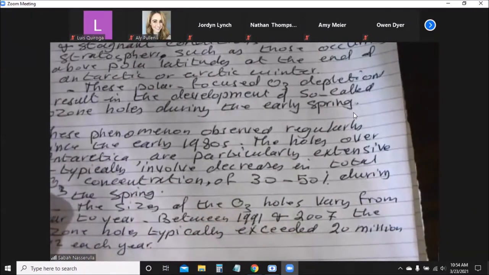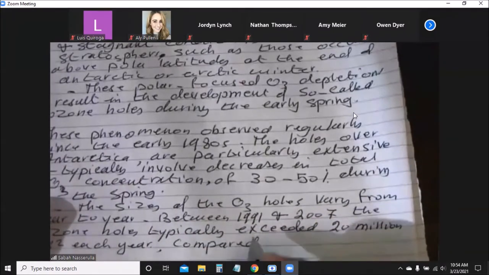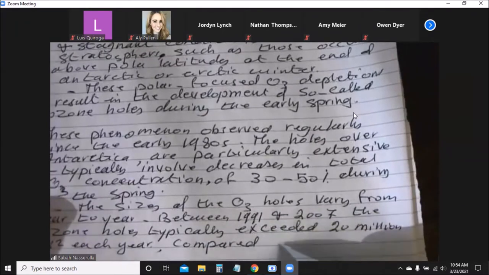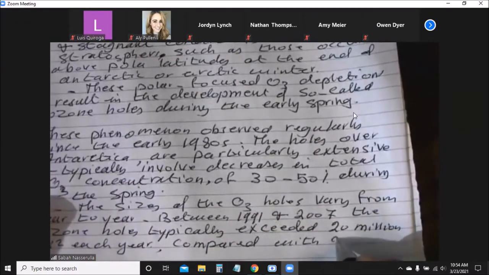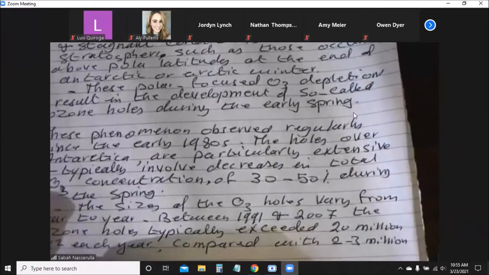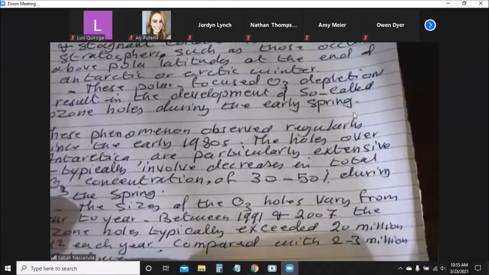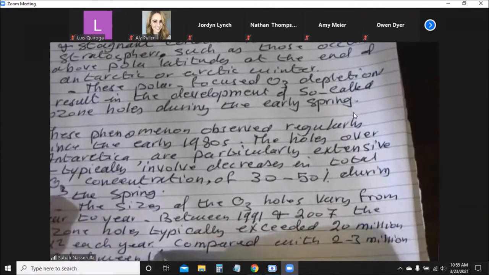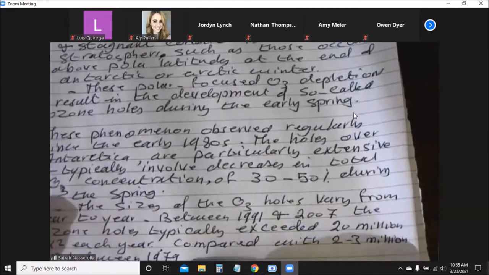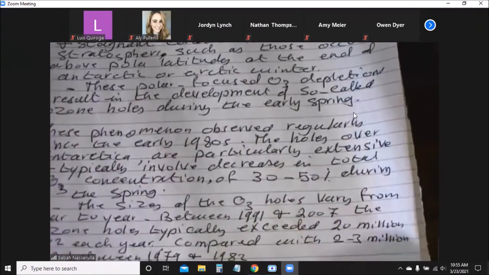And as I mentioned, you compare that with 2 to 3 million square kilometers between 1979 and 1982. This is, of course, according to the National Weather Service.